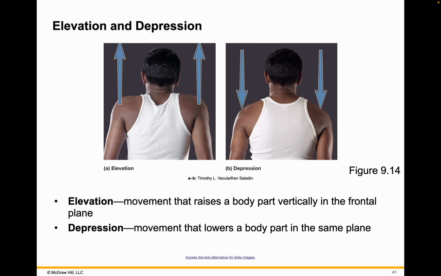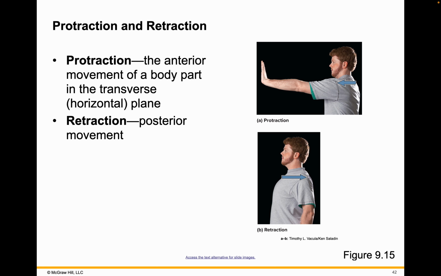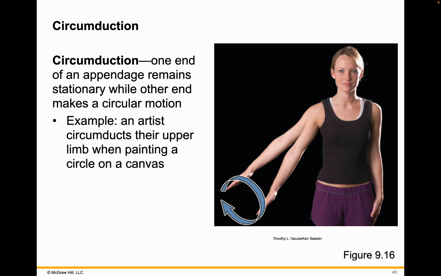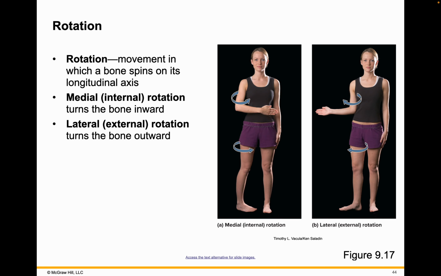Elevation and depression raise or lower the body part within the same plane, as is shown in the shoulders. Protraction is the anterior movement of a body part in a transverse plane. Retraction is posterior movement. Circumduction is to make a cone-shaped movement, things like you can do with your arm. Rotation is a movement in which the bone spins on its longitudinal axis. It could be medial or lateral rotation.